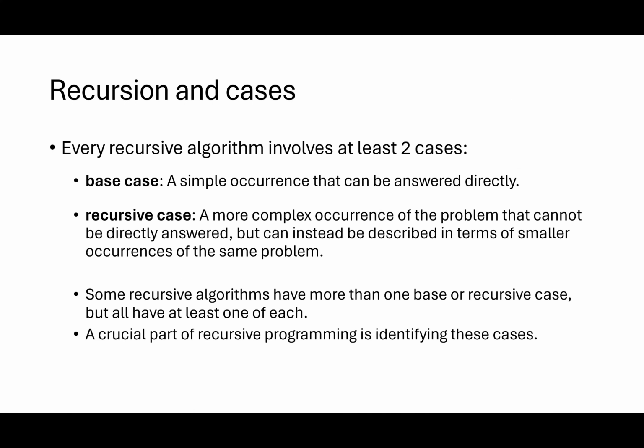Okay, so every recursive algorithm involves at least 2 cases. One is the base case. A base case means a simple occurrence that can be answered directly, right? Because the last person, he didn't need to ask someone else. He knows the answer. Oh, there is nobody behind me. So this is a simple occurrence that can be answered directly without asking anyone. And the recursive case is the complex occurrence of the problem that cannot be answered directly, right?